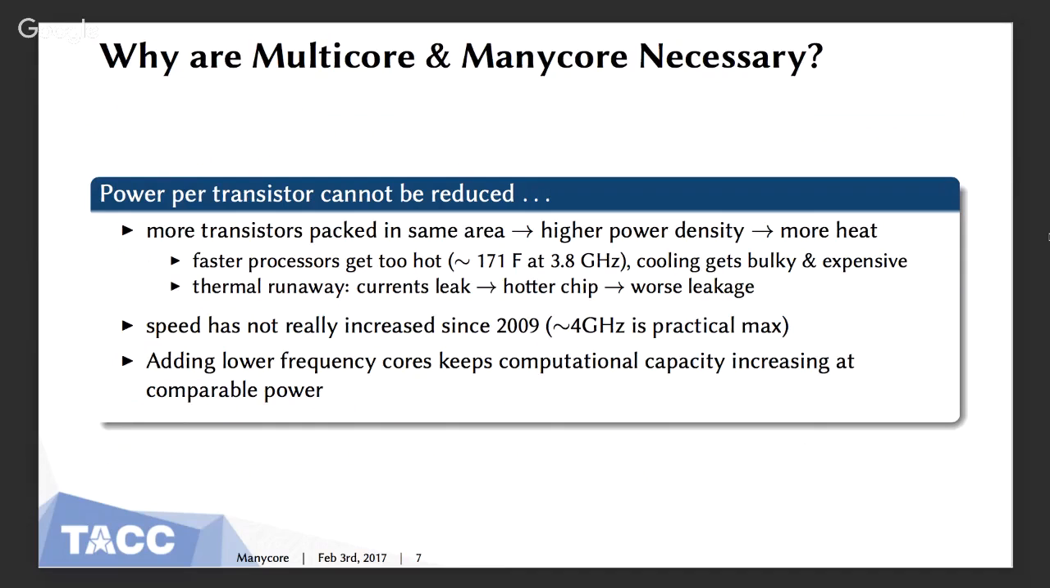And so the consequence is that speed hasn't really increased since 2009. As far as commodity processors go, 4 gigahertz is about the max that you'll see. Some people have overclocked their processors with special cooling to maybe 6 to 8 gigahertz, but that's about it. So the idea with manycore or multi-core is to add lower frequency processors so that we can keep increasing our computational capacity and maintain that power envelope that we're looking for, and consequently the heat dissipation is reasonable.